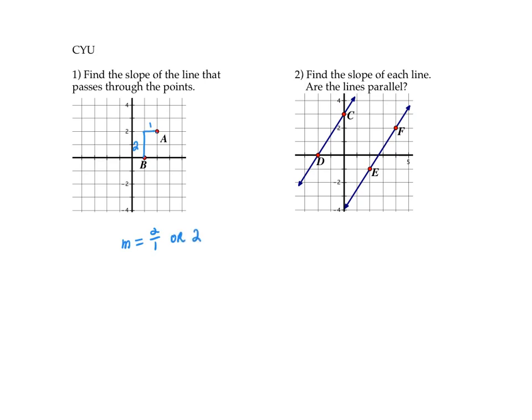Either one is fine. For number 2, we want to find the slope of each line and then determine if they're parallel. So the slope of line DC would be equal to positive 3 over 2. I go up 3 and to the right 2. And the slope of line EF is equal to positive 3 over 2. So we would say yes, they're parallel because they have the same slope.